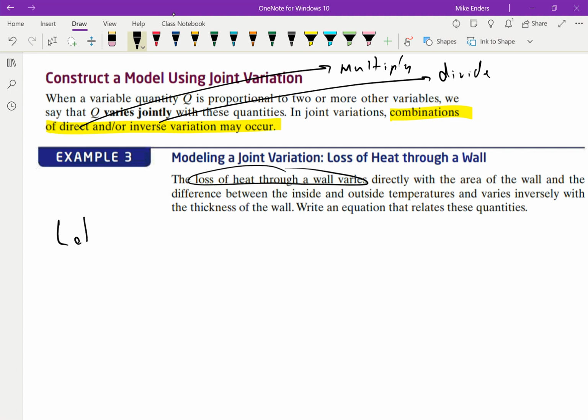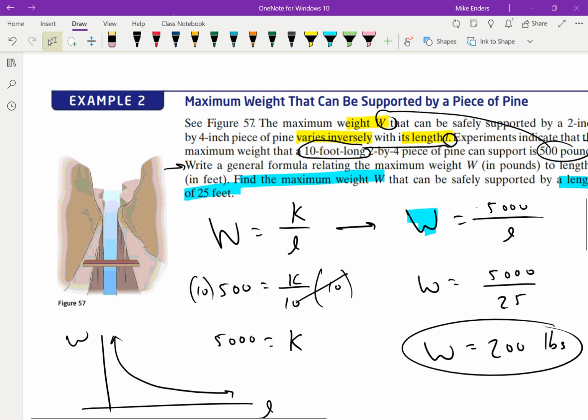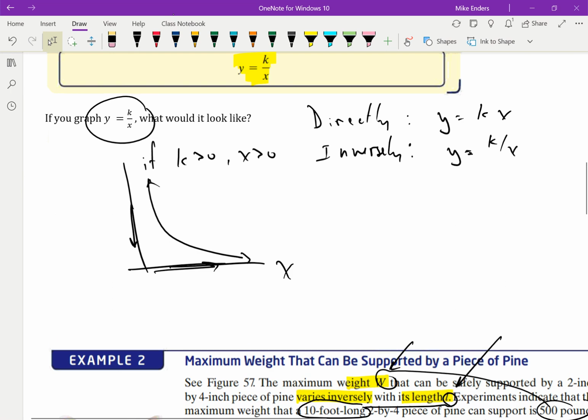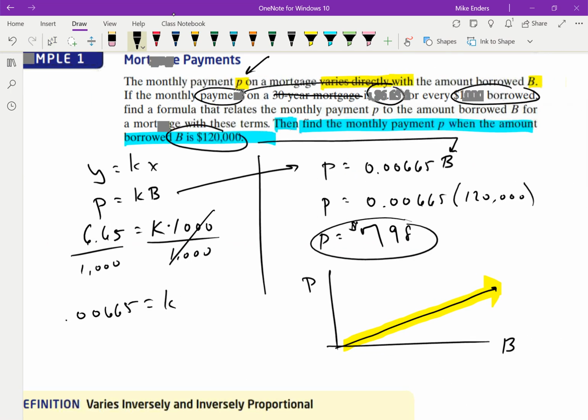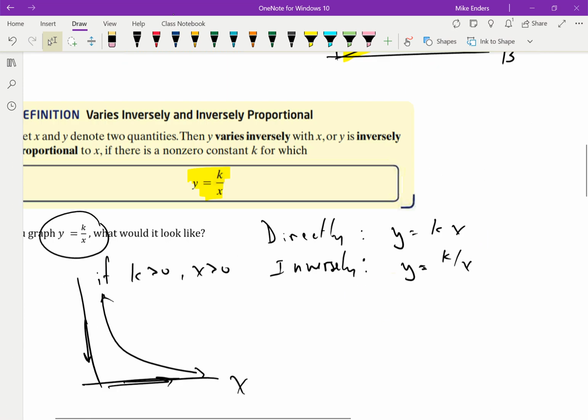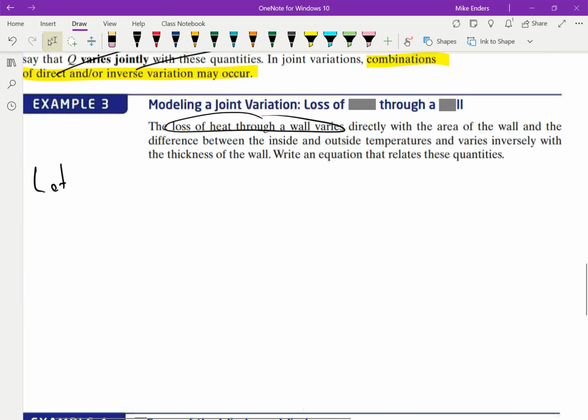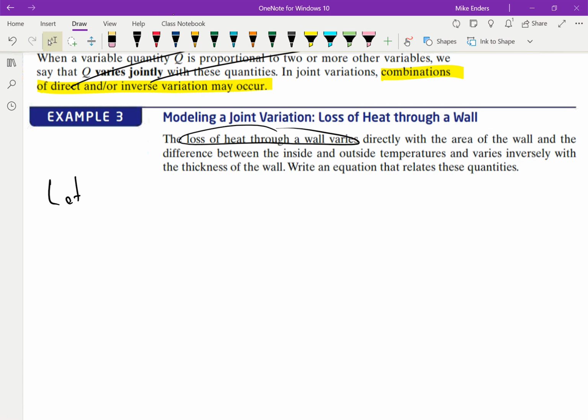So let's go ahead and define some variables here. In this particular example, we weren't given any variables. In the previous example, we were told W to use for weight and L to use for length. And in the previous example before that, we were given that P was the variable we're using for payment, and B was the variable we were using for the amount borrowed. So in this particular scenario, though, we are not given any of the variables. So one of the things that we want to do is what's described as defining the variables. So we're going to say let, L-E-T, and we're just going to use variables that make sense.